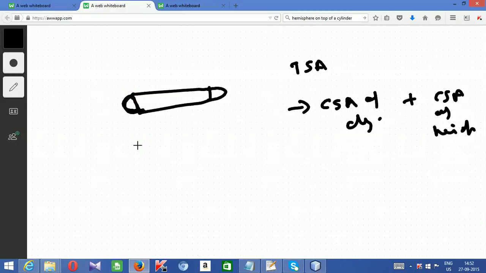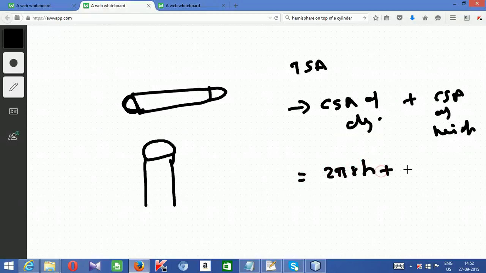If you see, because I have a cylinder like this, and on top of it I place a hemisphere, both should be the same radius, then only the combination will look good. So this will be 2 pi RH plus CSA of a hemisphere 2 pi r square, plus another hemisphere, this one, plus another, this one. So this combination will give you the total surface area of the solid.